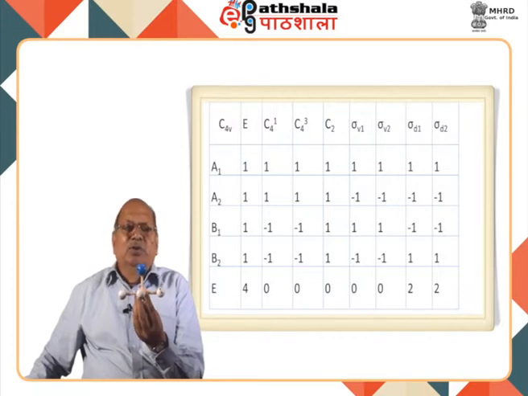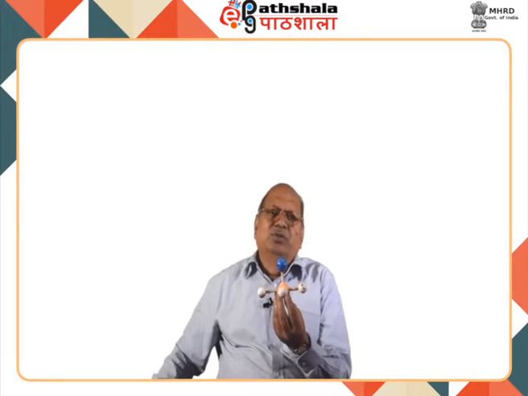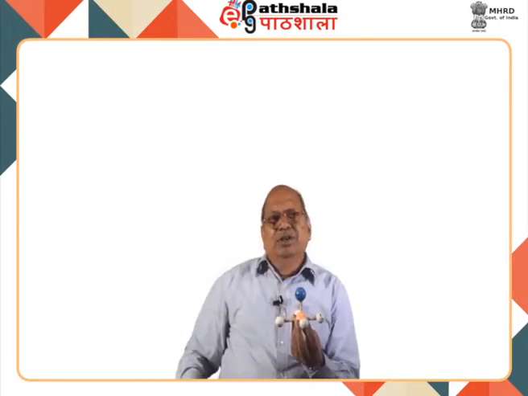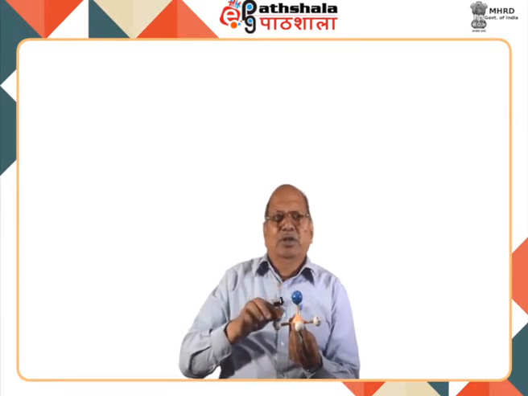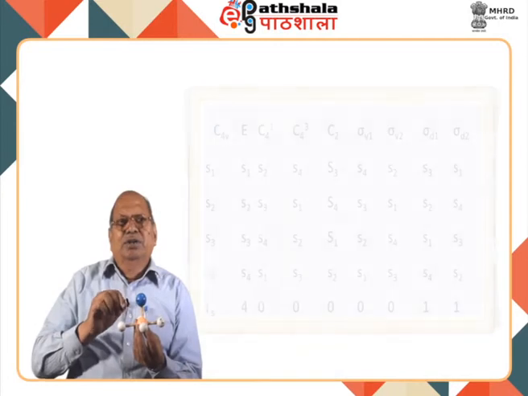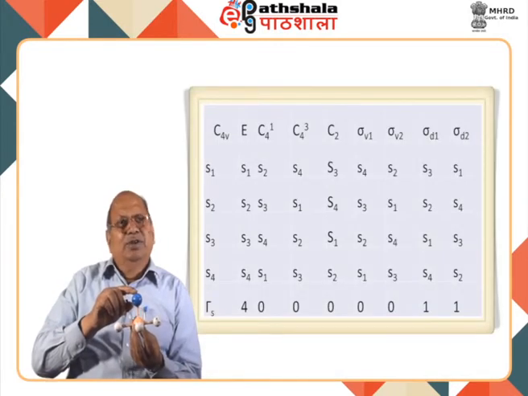The effect of transformation operators or symmetry operations on these s orbitals on chlorine atoms, and the symmetry operations are corresponding to the C4V point group. Now, let us take the various symmetry operations E, C41, C43, C2, sigma V1, sigma V2, sigma D1 and sigma D2, and try to operate these on S1, S2, S3 and S4. Under the operation E, what happens to S1? S1 remains S1, S2 remains S2, S3 remains S3 and S4 remains S4.